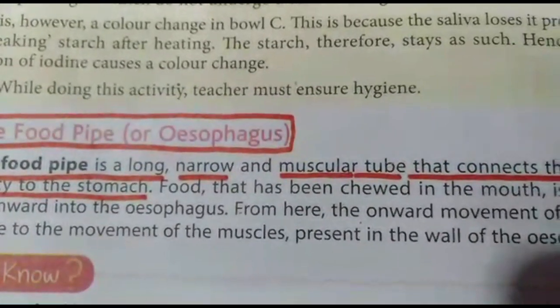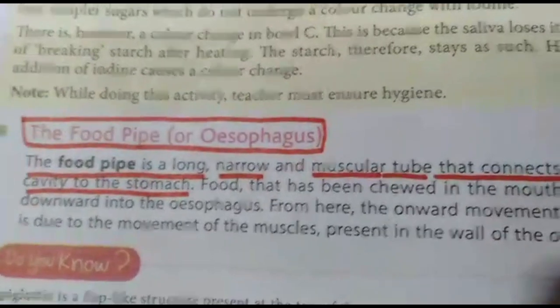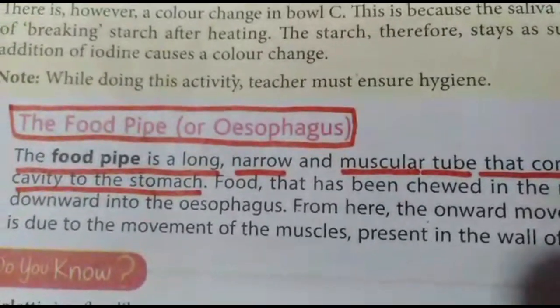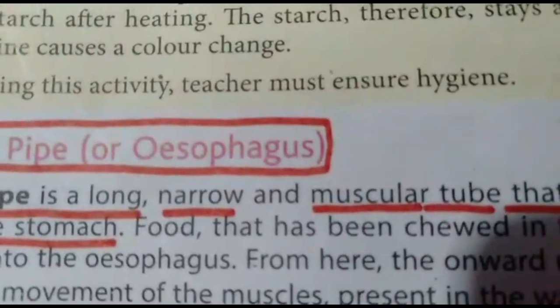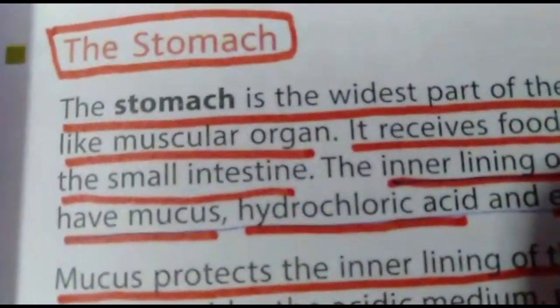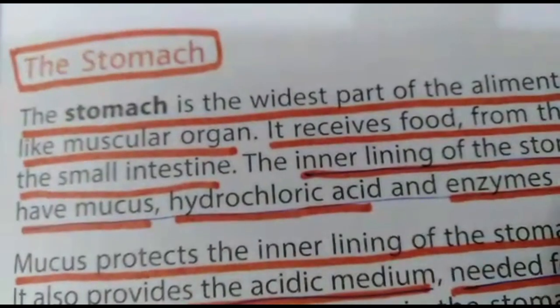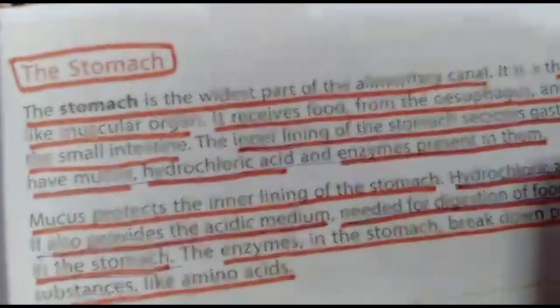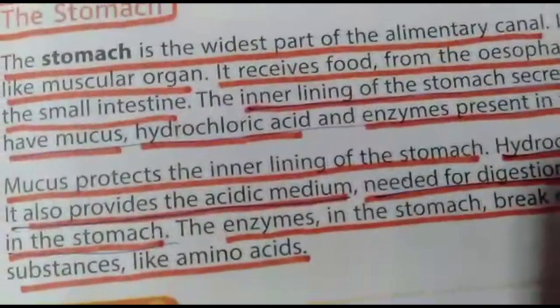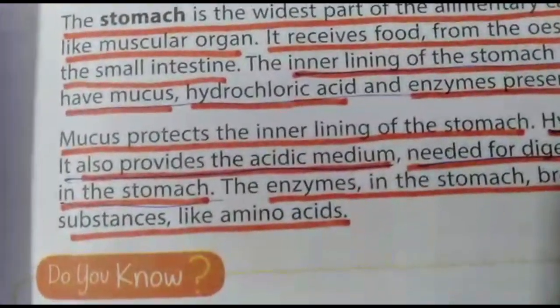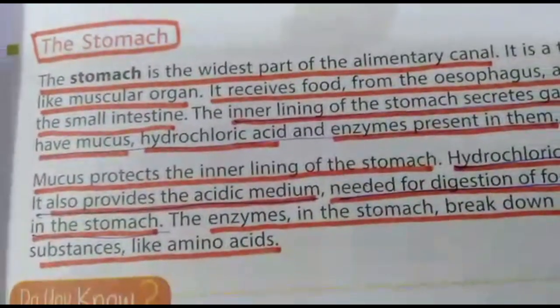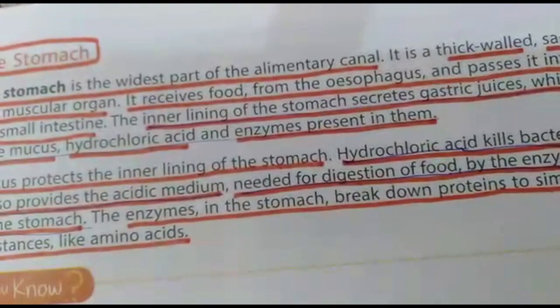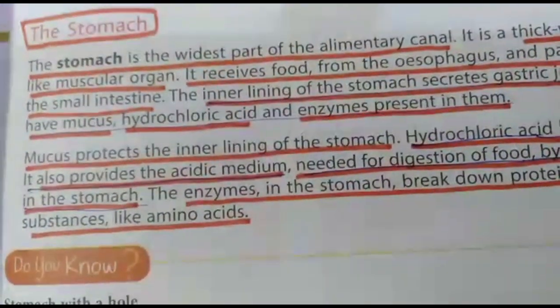Once the food has been chewed in the mouth, it is passed downwards towards the food pipe, or the oesophagus, and from here it will be passed to the stomach. The stomach is the widest part of the alimentary canal. It is just like a thick muscular bag. The stomach receives food from the oesophagus and passes it into the small intestine.